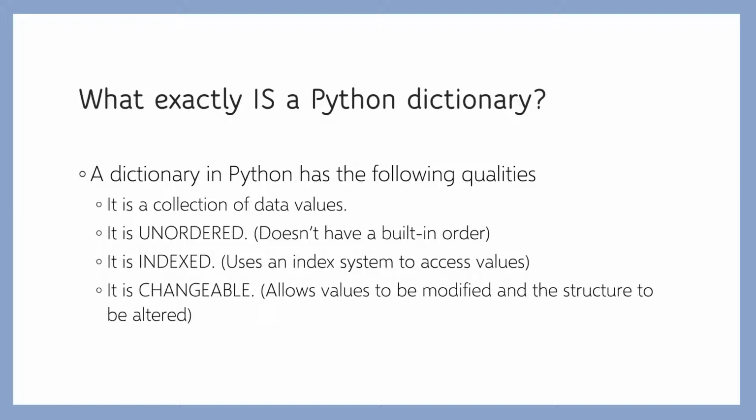Dictionaries are also indexed. You have to use an index system to access the values. Lists have that as well. In lists, you use like index 0 to access whatever is at index 0. In a dictionary, instead of using index 0, you use the key. The key would be the index to find out what is associated with that key. And it is changeable. We can modify the values in a dictionary in Python. Now, remember these qualities. You may be asked in the future, what are the qualities of a dictionary?